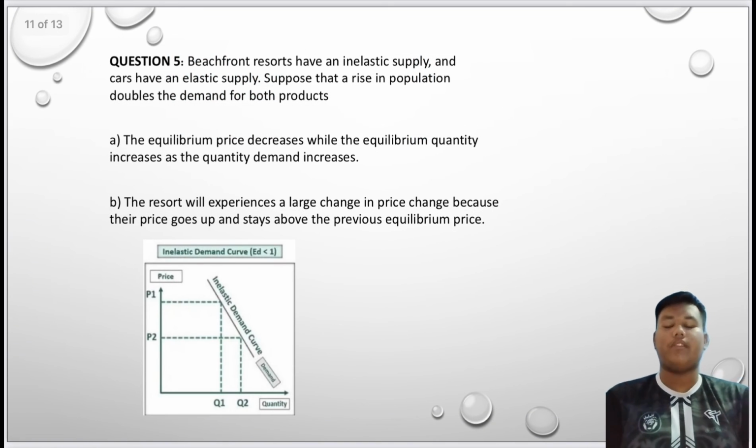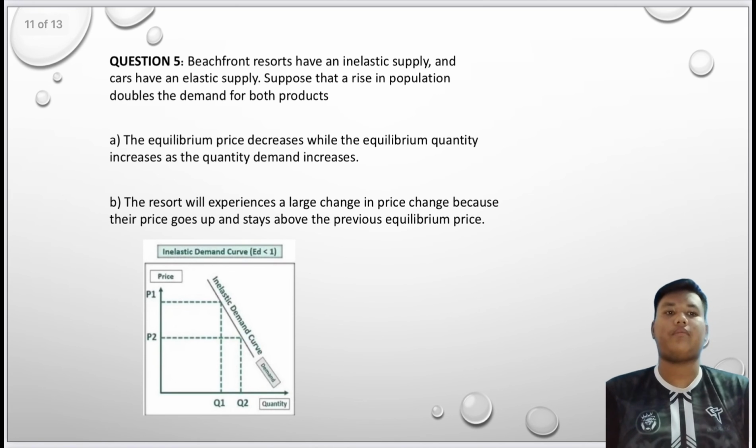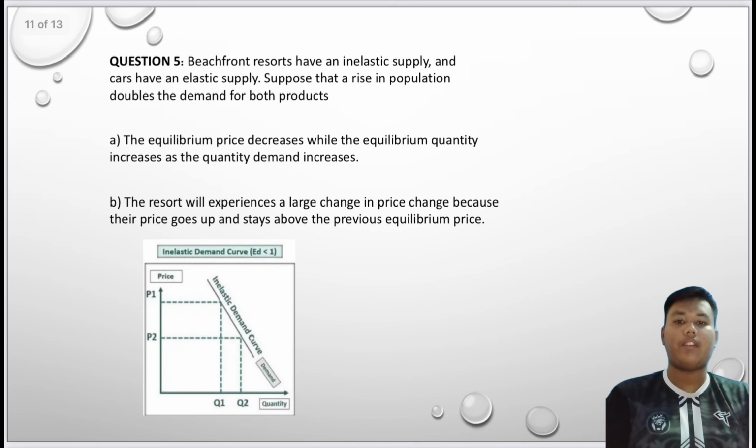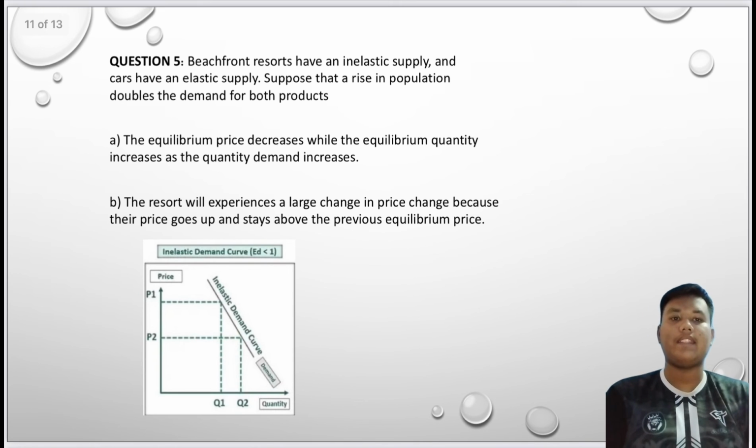Question 5. Beachfront resorts have an inelastic supply, and cars have an elastic supply. Suppose that a rise in population doubles the demand for both products.